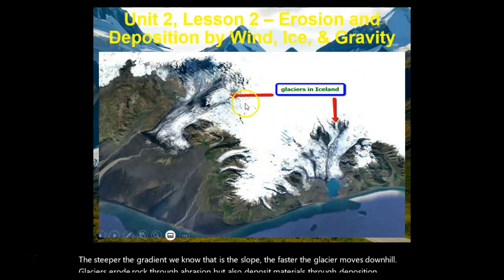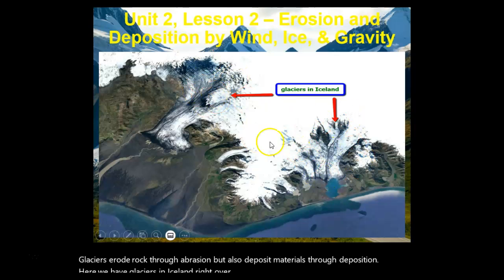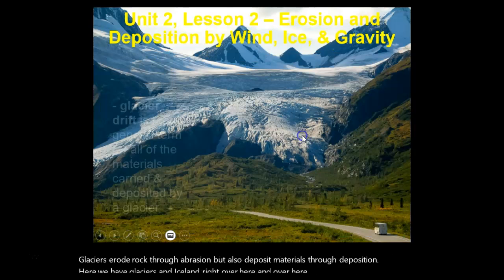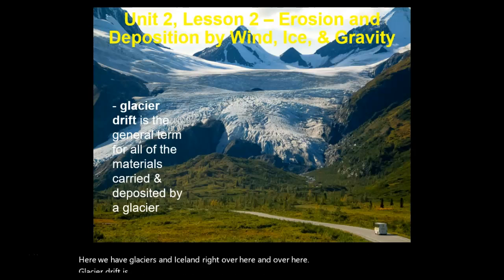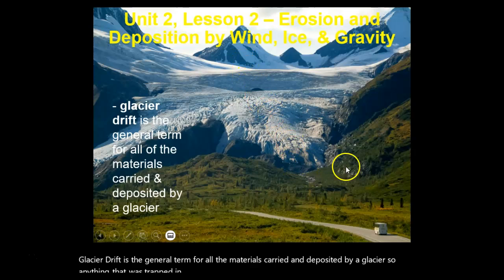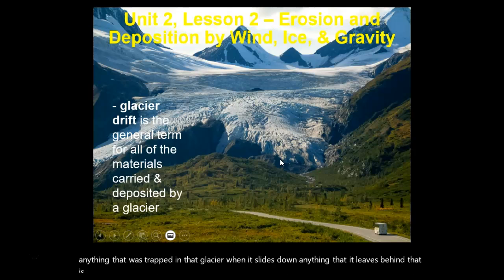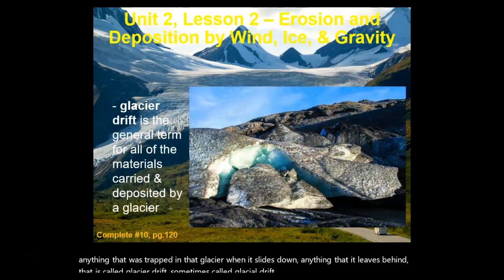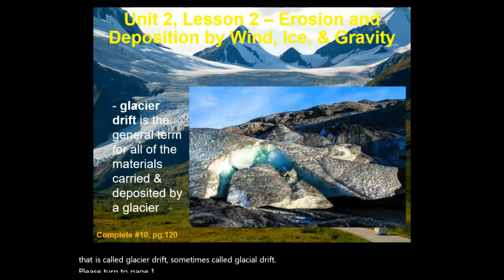Here we have glaciers in Iceland right over here and over here. Glacier drift is the general term for all the materials carried and deposited by a glacier. So anything that was trapped in that glacier, when it slides down, anything that it leaves behind, that is called glacier drift, sometimes called glacial drift. Please turn to page 120 and do number 10.